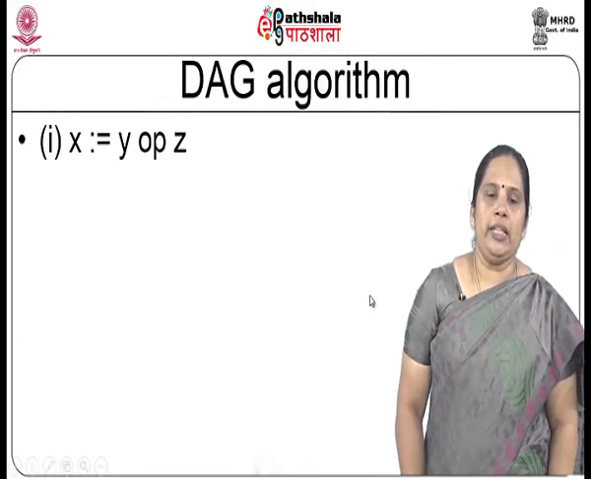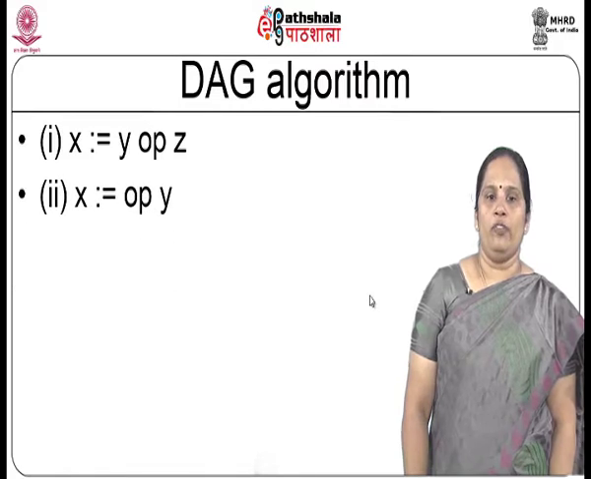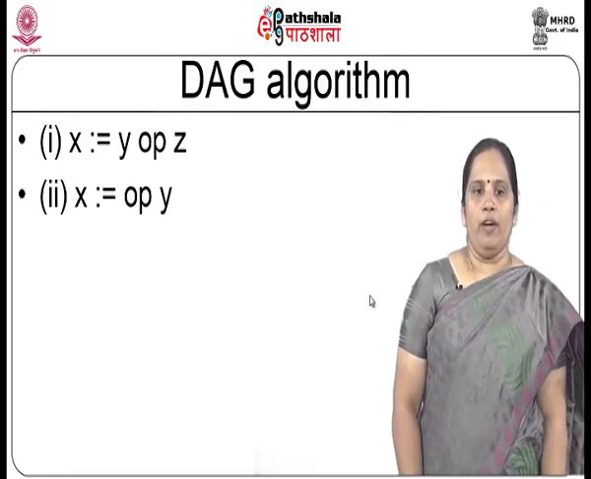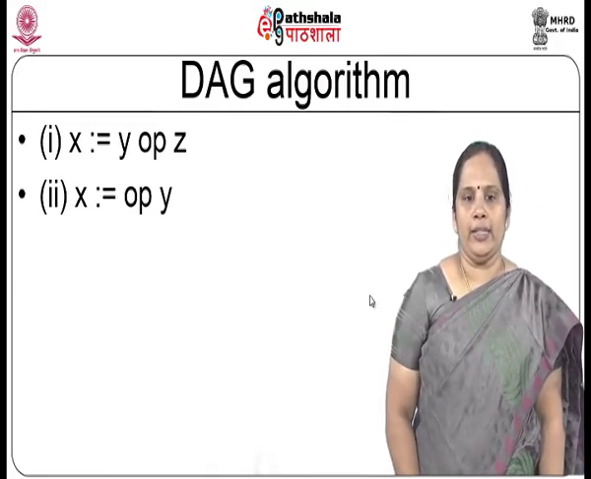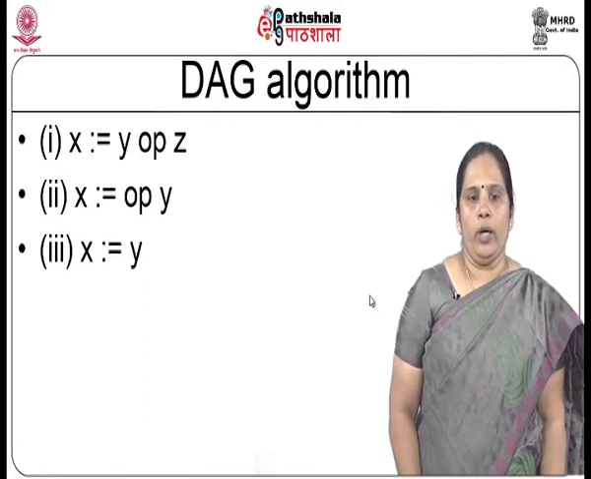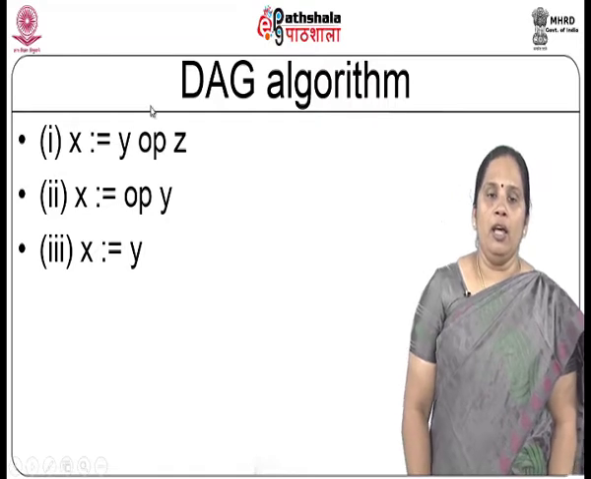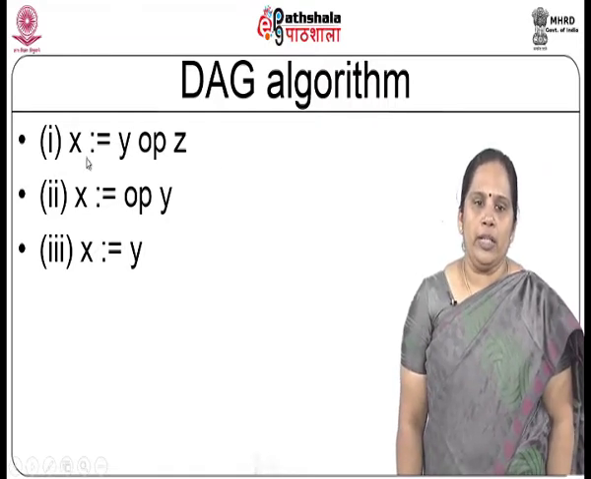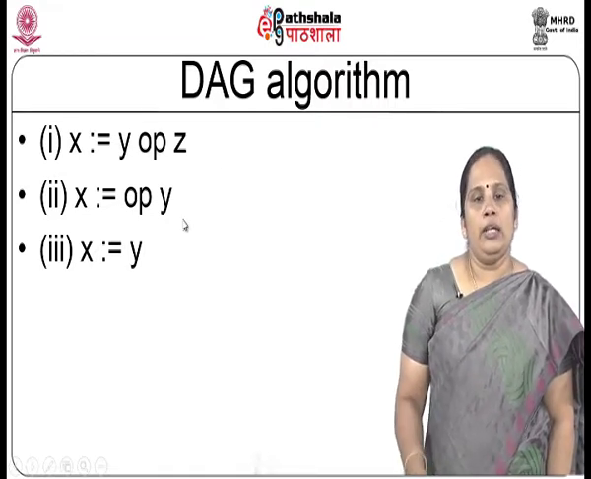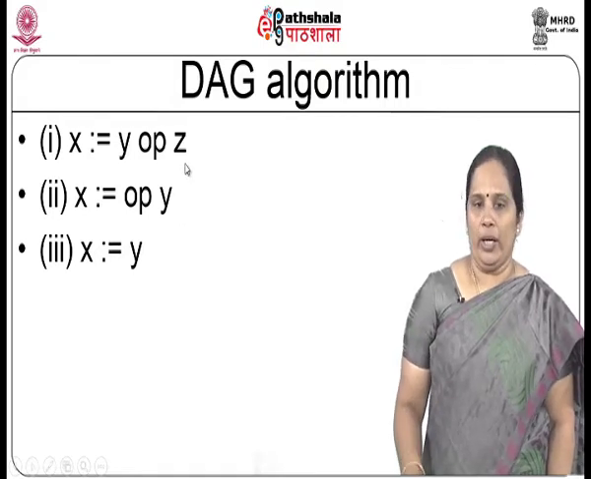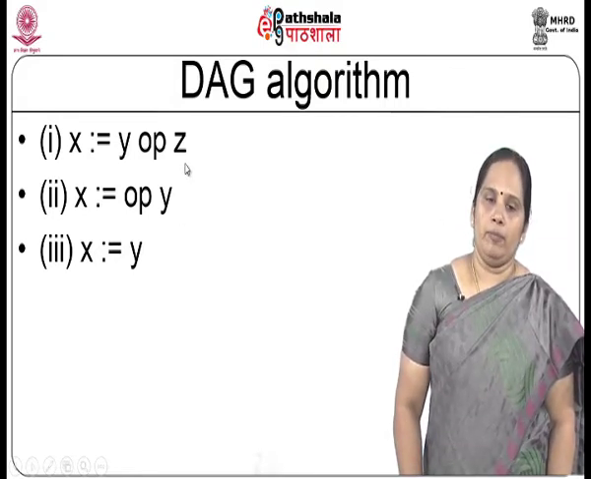Now the first thing is you have to look at three cases. The statements can be of the form x is equal to y operator z, x is equal to operator y, and x is equal to y. So three statements are typically possible. We can also extend this for an if and a goto. How we evaluate that can also be done.